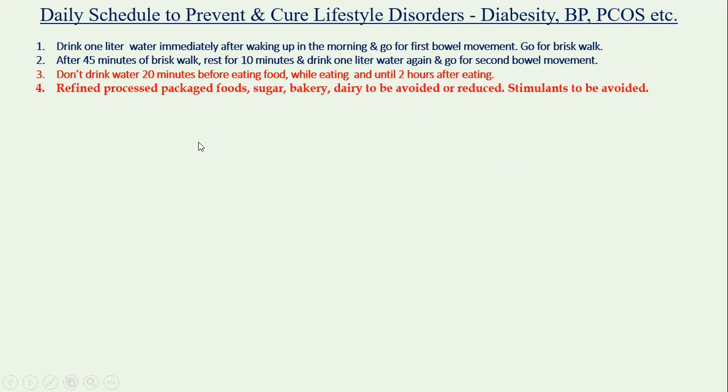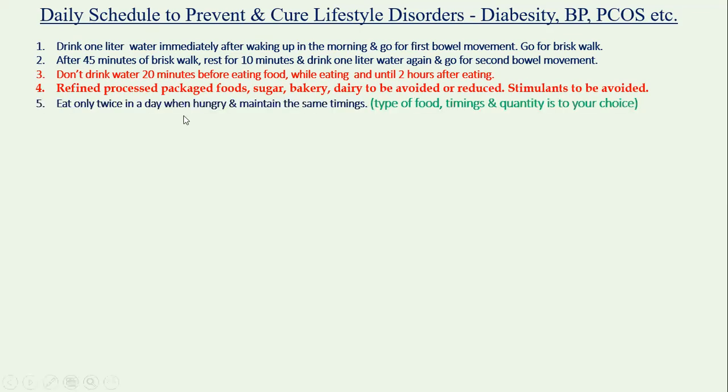Then refined, processed, packaged foods, sugar, bakery, dairy to be avoided or reduced. Stimulants like coffee, tea, alcohol, smoking, and all should be avoided. All of you know these things are not required. This is what is causing the toxins in the body. The earlier you get rid of this, the better for you. If you're not able to get rid of it, reduce it. Reduce to the minimum. Take it occasionally.